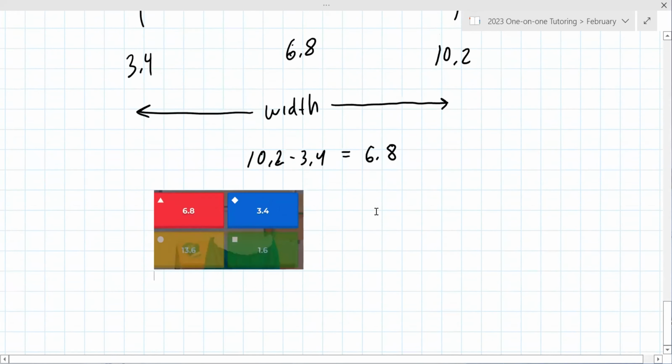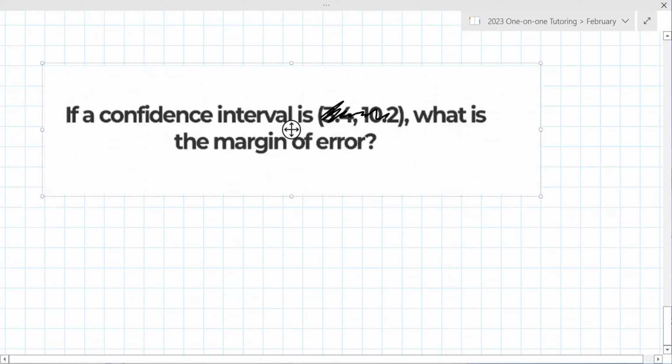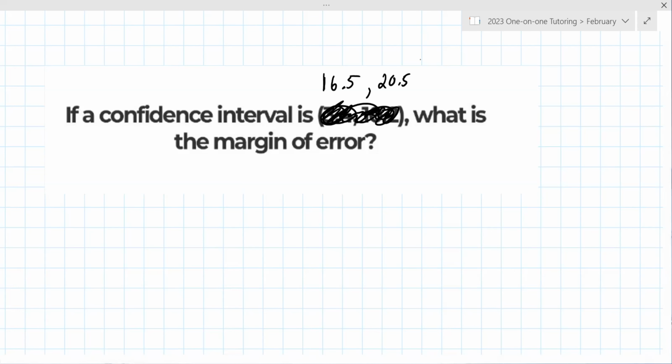Okay, so let me give you another problem here to try with different numbers in it. All right, so let's say this time it's, let's not make this overly complicated, 16.5 and 20.5. So I recommend drawing it, but that's up to you. And then figuring out the width, how wide it is, and then cutting that in half.